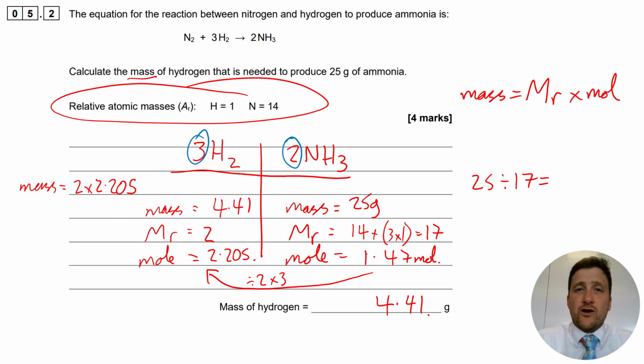Tend to get a mark for calculating the Mr, a mark for calculating the moles for our ammonia, another mark for calculating the moles for our hydrogen, and another mark for calculating the answer.